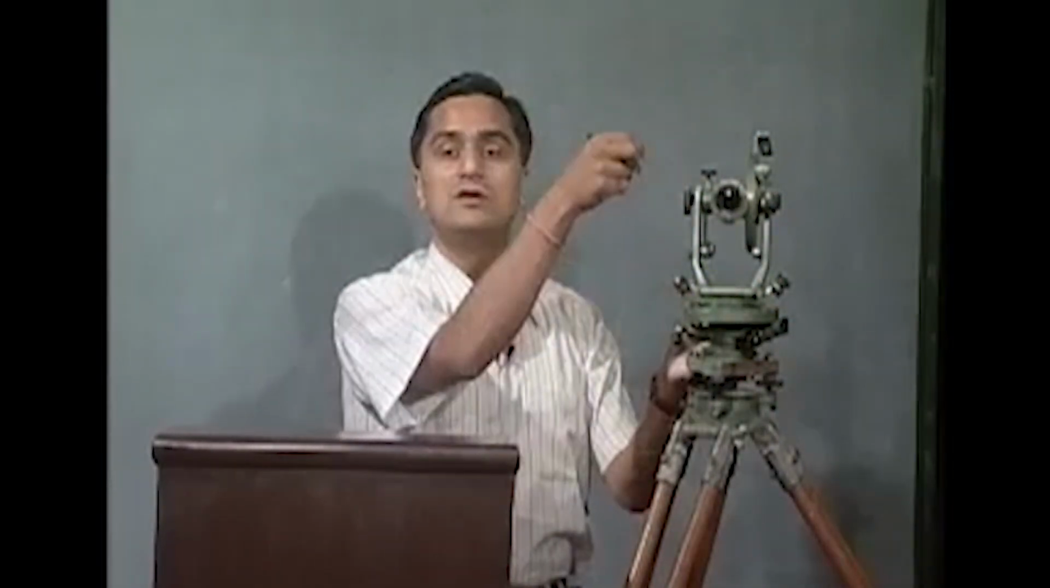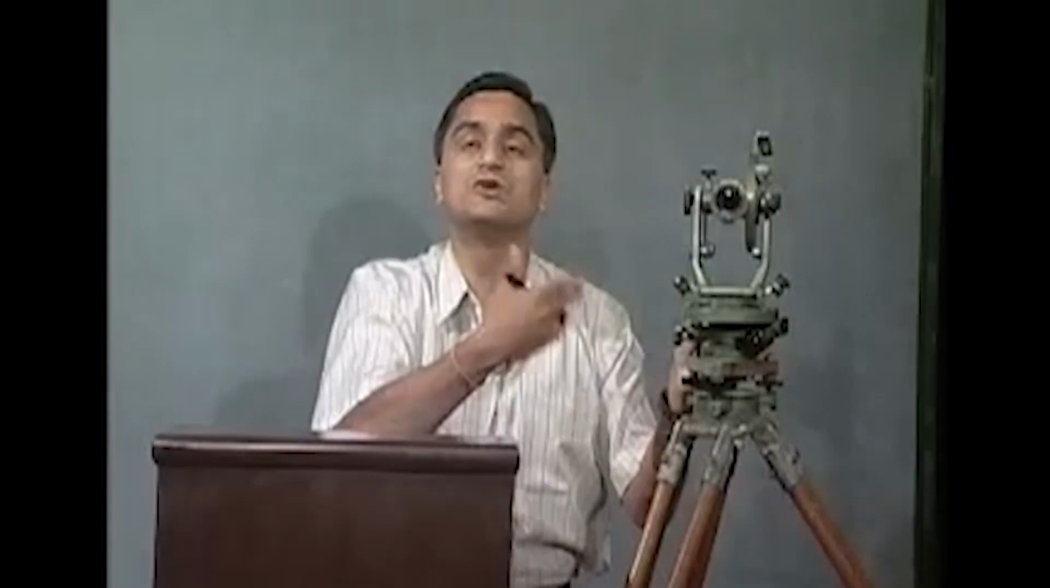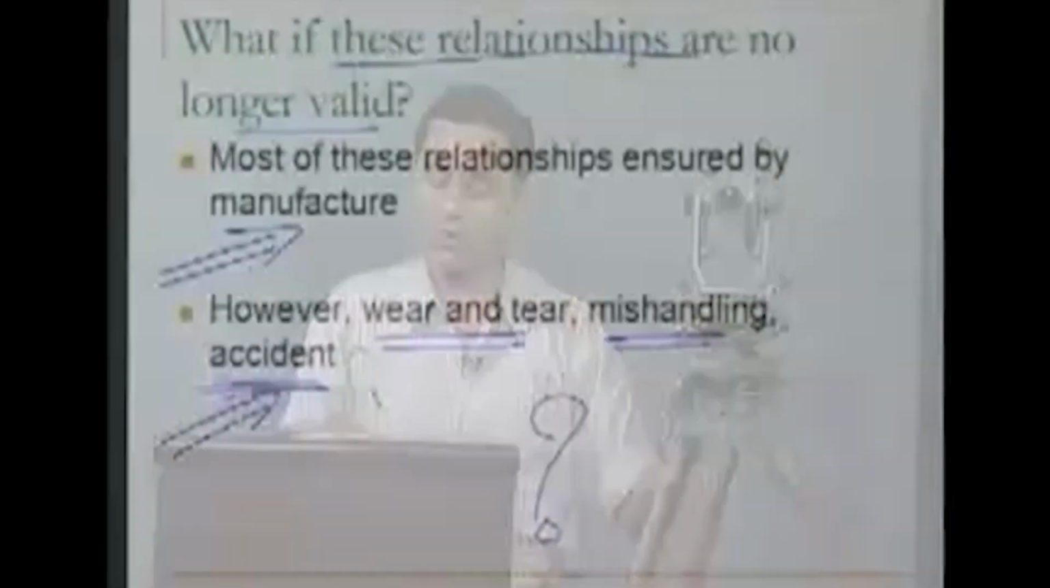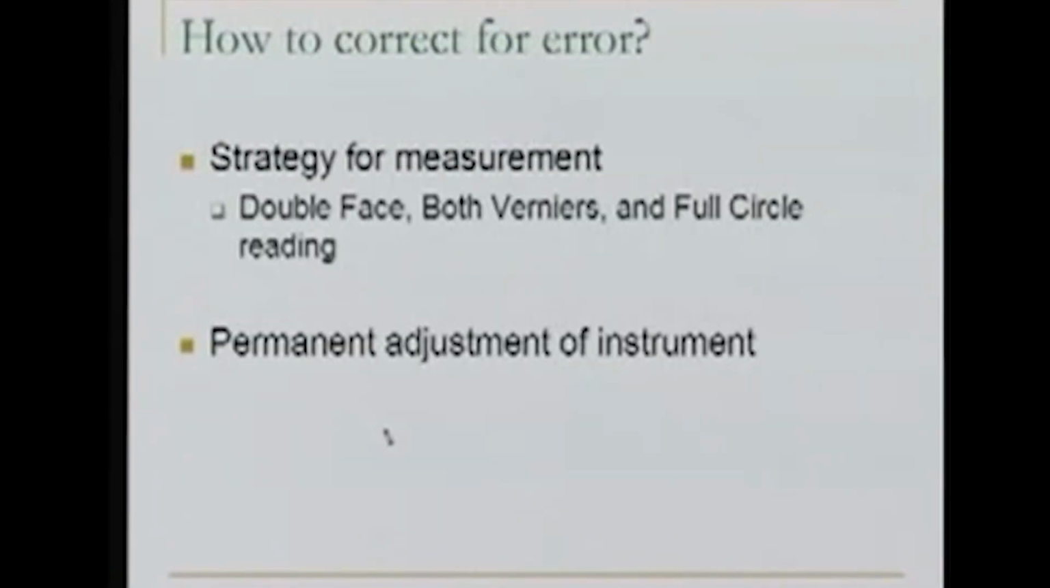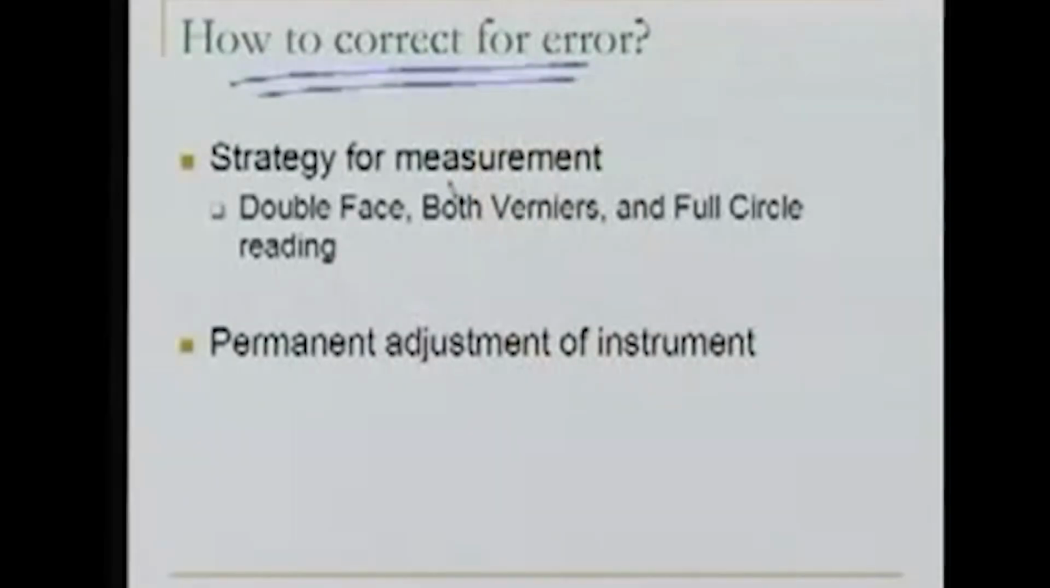So there will be different kinds of errors introduced in the observations that we want to take. So we need to ensure all these relationships. Now how to do this? If at all there are errors like this, and these relationships are not maintained in the instrument, what to do? One strategy is, as we say, by measurement. If you follow some strategy while measuring the angles, then even if the instrument has error, those errors can be eliminated. Now what is the strategy?